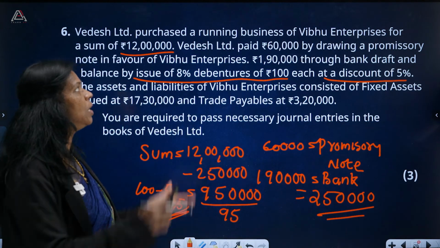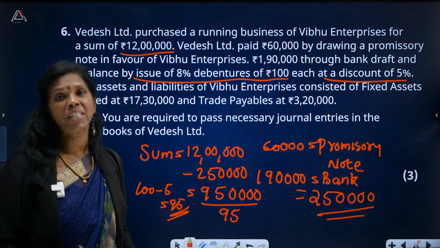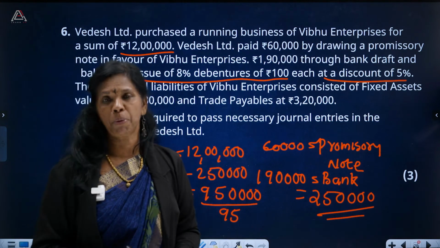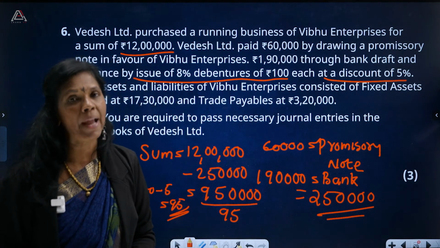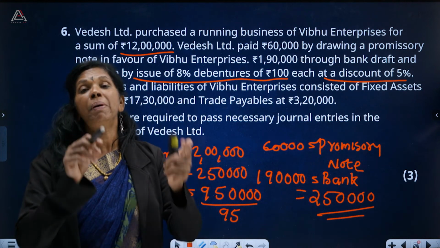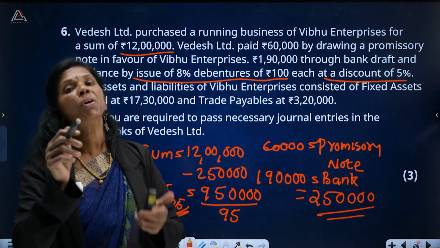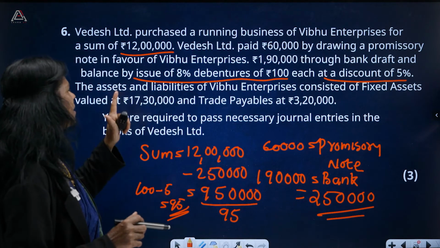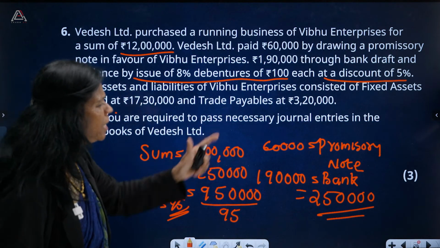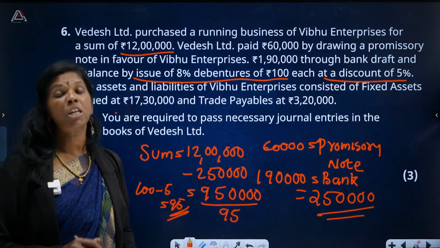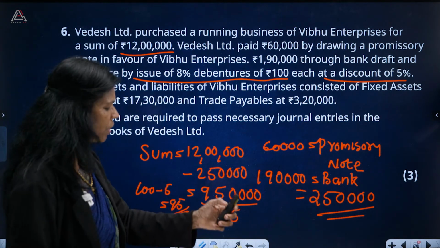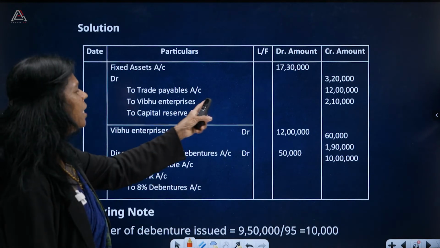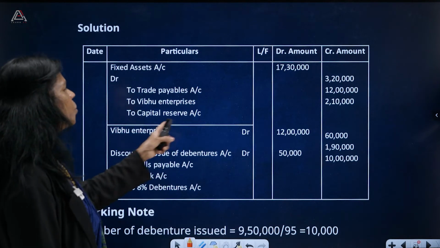Have you understood the question? Who is the buyer and who is the seller? Then what are the terms and conditions for making payment? 60,000 promissory note, 1,90,000 bank, balance by the issue of debentures of 100 at a discount of 5%. Then Vibhu Enterprises fixed asset is 17,30,000 and trade payable 3,20,000. All this keep in mind and let us see the solution. See, fixed asset account debit, to trade payable, to Vibhu Enterprises, to capital reserve.